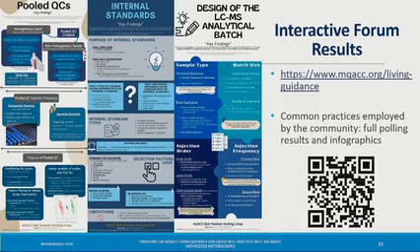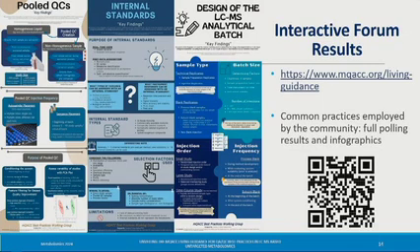So the last thing I've got to talk about is the infographics. As part of previous workshops like this, we've had interactive forums that have driven both the living guidance document and the infographics that you can see on the screen here. These infographics cover some of the same content as the living guidance document that you've just seen. They cover pooled QCs, internal standards, and the design of the LCMS analytical batch.